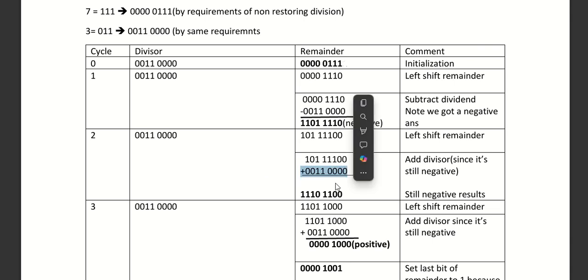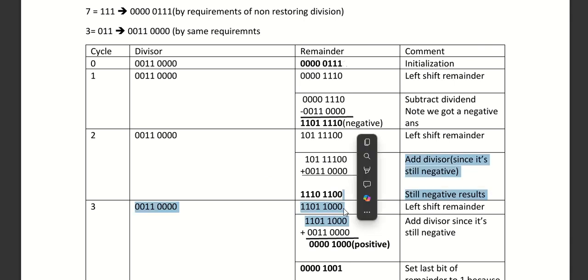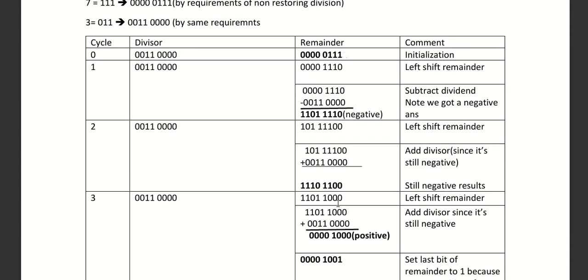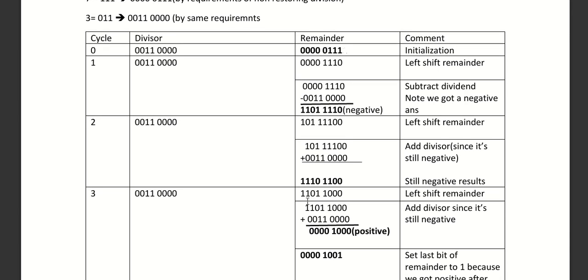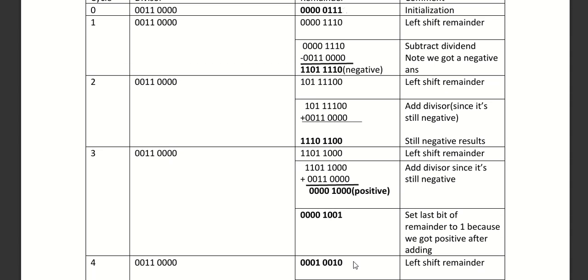And adding it gives us a what? Negative answer. But this is not restoring. So we go to the next step and what? Left shift again. And when we left shift again, you realize that it's still negative, right? So we have to what? Add our divisor. When we add our divisor, we get this, which is positive now. So what? We set our last bit to 1. Then we go to the next step where we left shift once again.